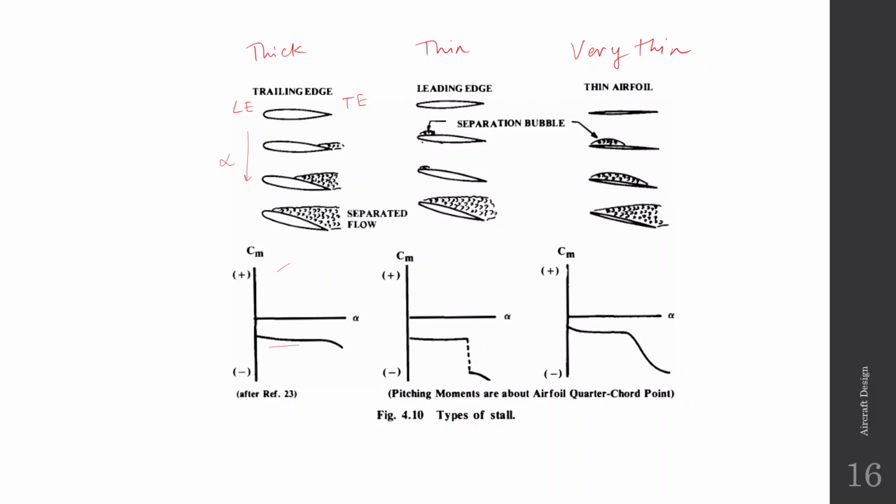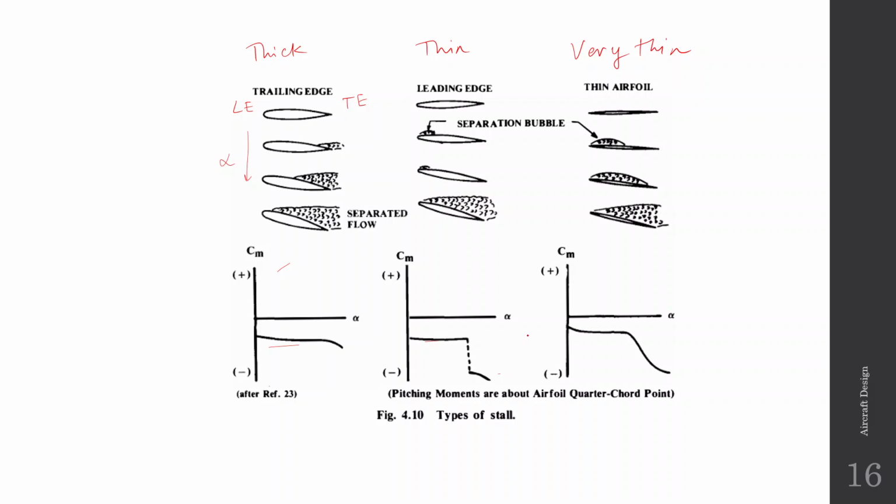But when you have a thin aerofoil, this separation starts from the front instead of the back. So there is a small separation bubble. The flow has separated here, but it again reattaches. As you increase alpha, this separation bubble grows. At alpha stall, this bubble suddenly snaps, and the whole flow becomes turbulent. Because of this, there is a sudden loss in lift and a sudden change in the pitching coefficient.